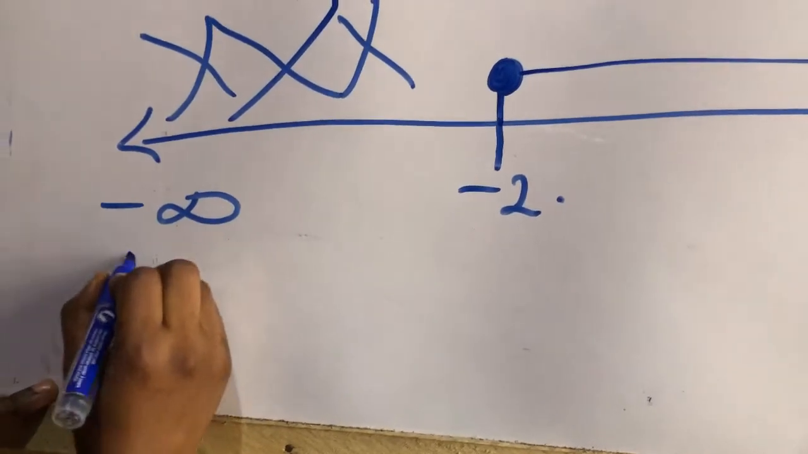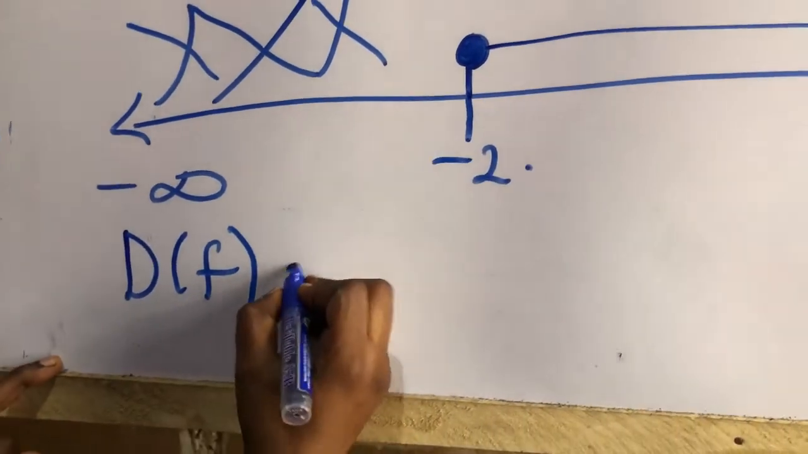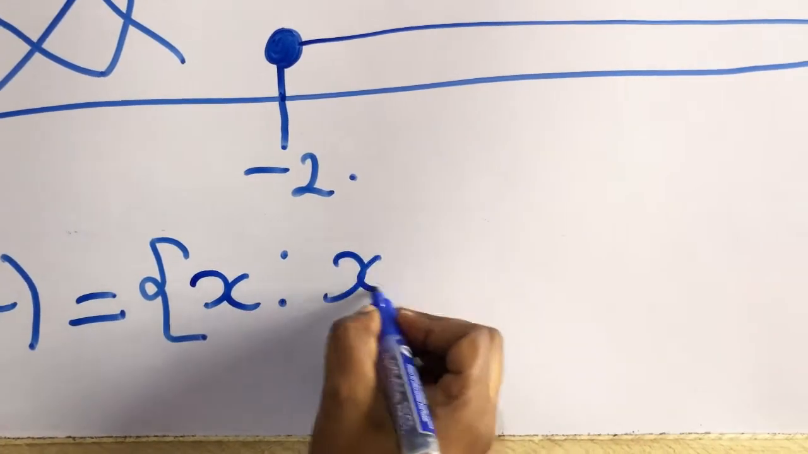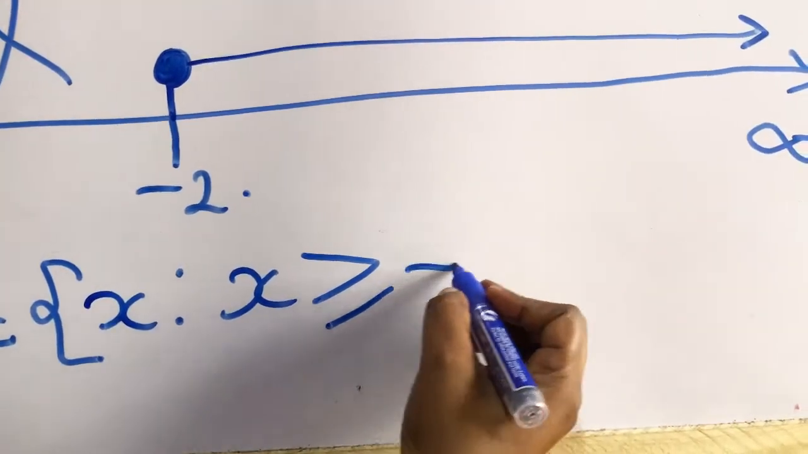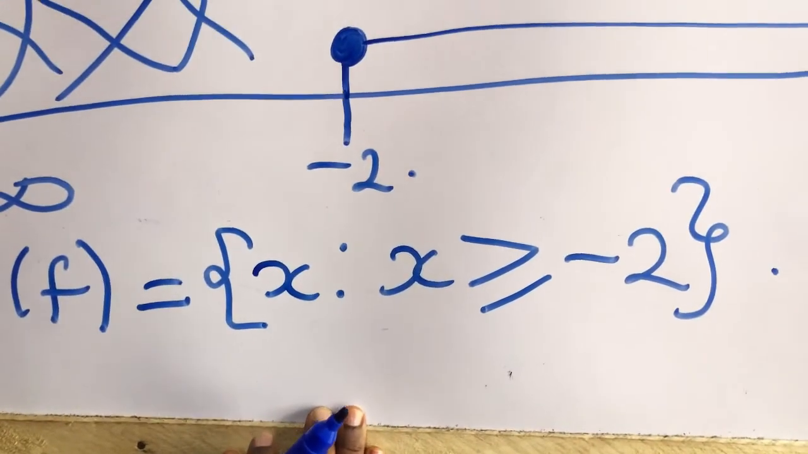So that is what we are trying to say. If I write d of f, it means the domain of this function will now be equal to x such that x is greater than or equal to minus 2. So that is how to find the domain of a function with square roots.